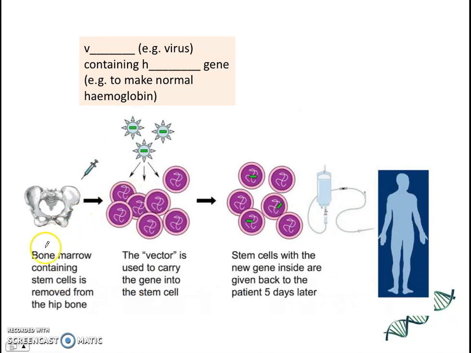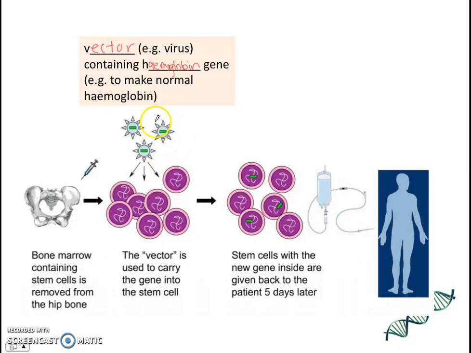So here's how gene therapy might work. What we can do is take out some stem cells from the affected person, the sick person. And here are the stem cells of that sick person. These stem cells do not have a healthy gene. What we do then is get a vector. In this case, the vector would usually be a virus, and this virus would have the whole healthy hemoglobin gene inside. We've inserted the healthy hemoglobin gene into the virus.